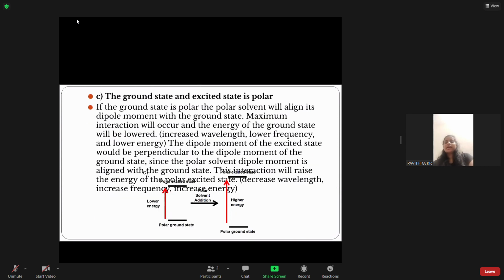Then, the ground state and excited state are both polar. If the ground state is polar, the polar solvent will align its dipole with the ground state. Maximum interactions will occur and the energy of the ground state will be lower. That is increased wavelength, lower frequency, and lower energy. The dipole moment of the excited state would be perpendicular to the dipole moment of the ground state. Since the polar solvent dipole is aligned with the ground state, these interactions will raise the energy of the polar excited state. That is a decrease in wavelength, increase in frequency, and increase in energy.